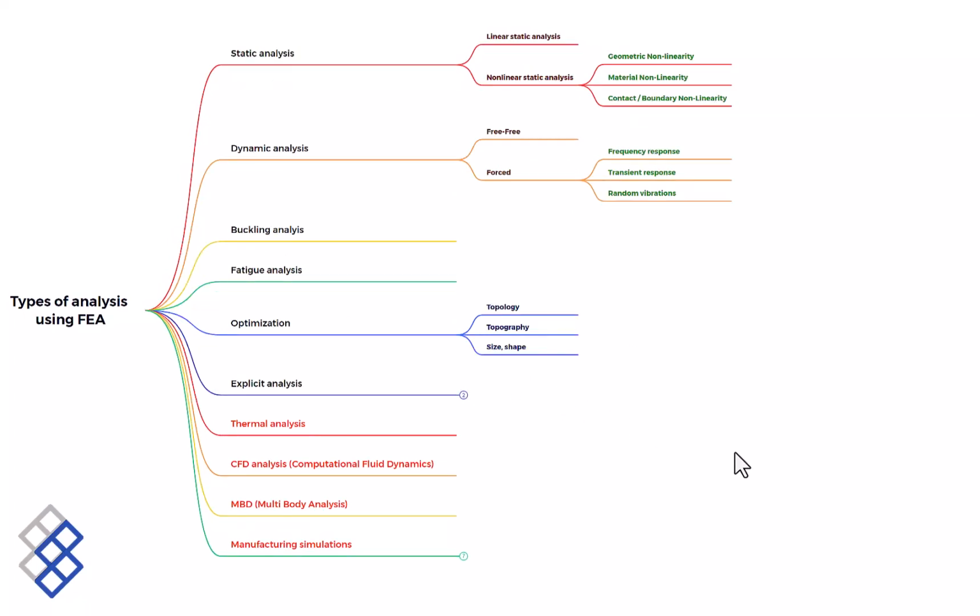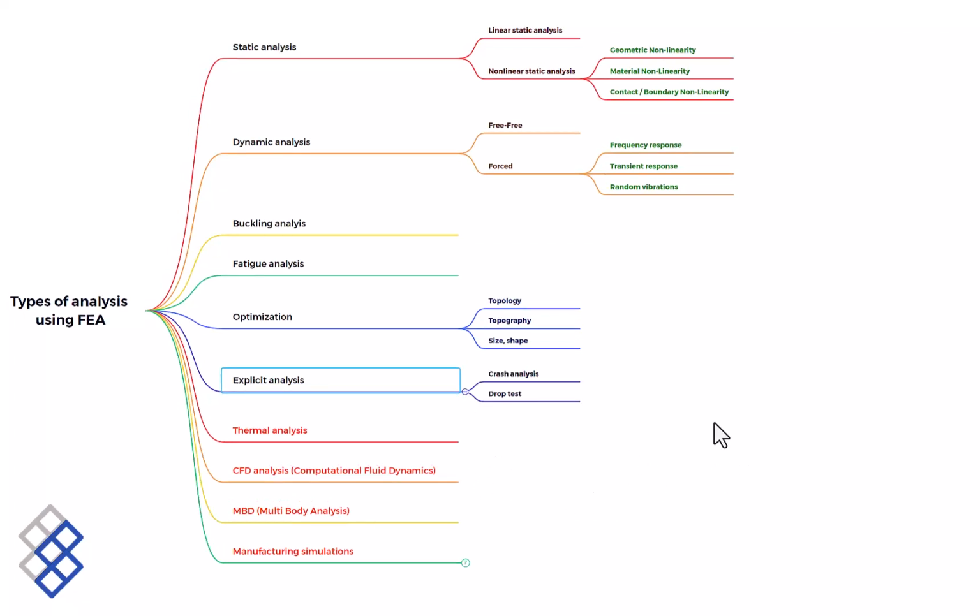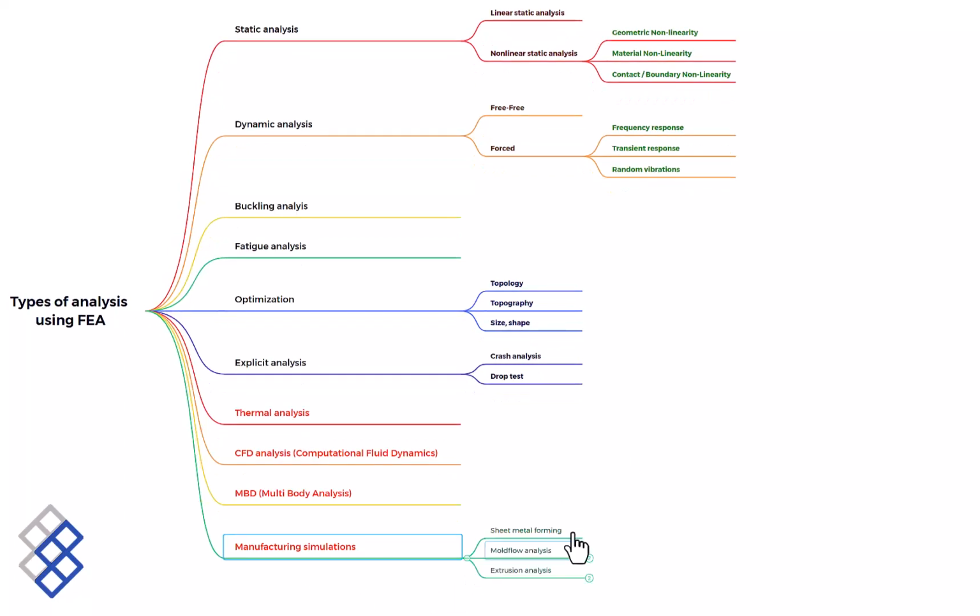We can categorize optimization into three types: topology optimization, topography optimization, and size and shape optimization. In explicit analysis, we can further divide into crash analysis and drop test analysis. Of course, the technology is the same for both crash and drop test, but the application is different. And in manufacturing simulations, we again have multiple types, ranging from sheet metal forming, mold flow analysis, and extrusion analysis.